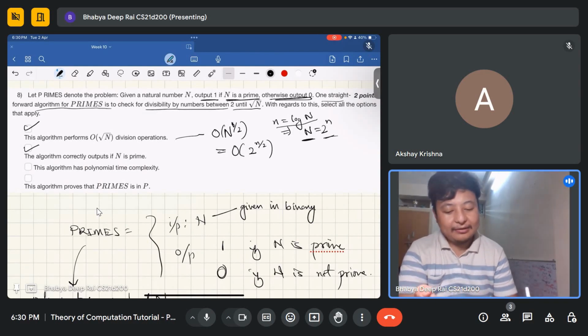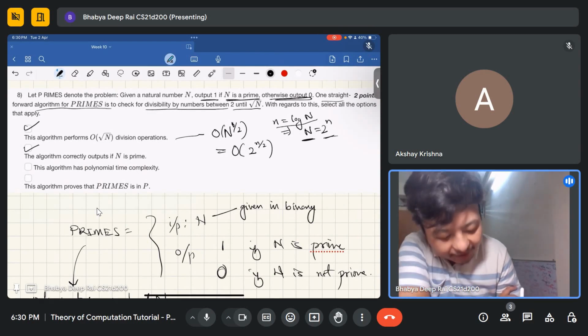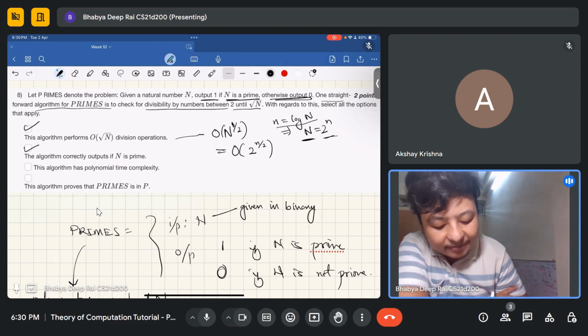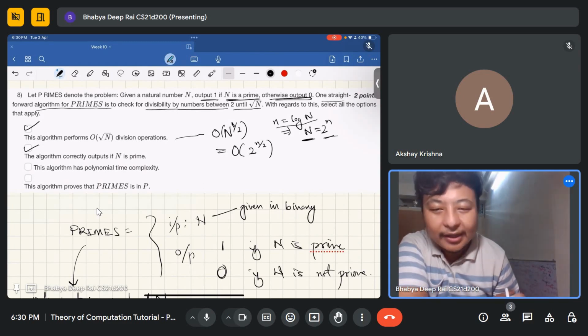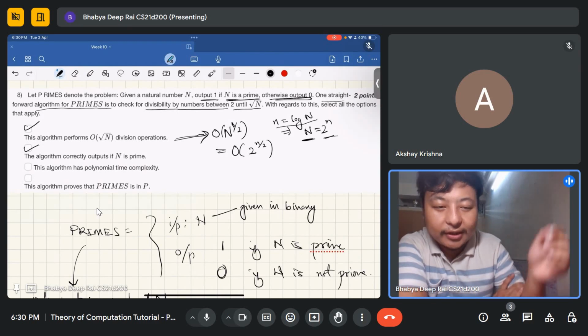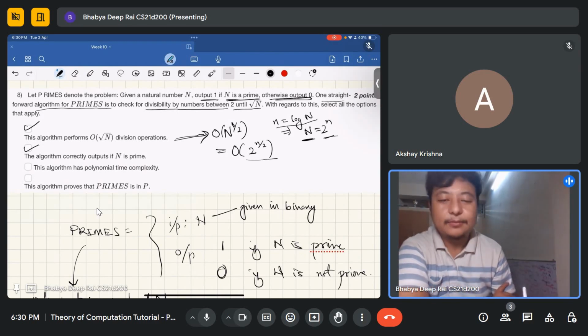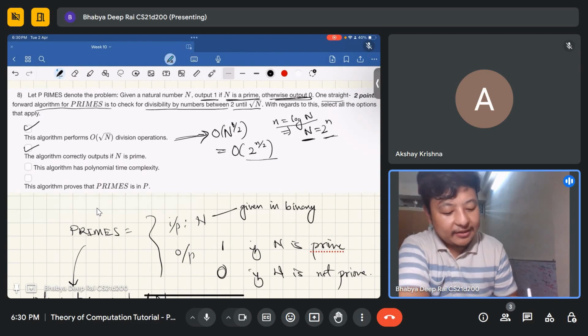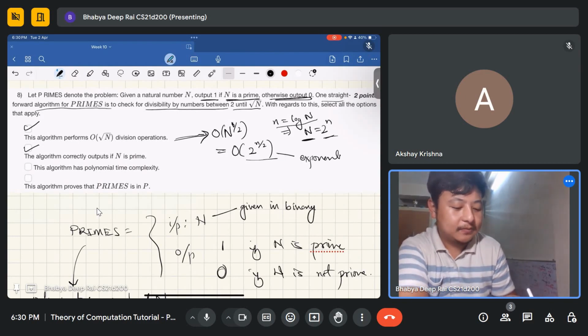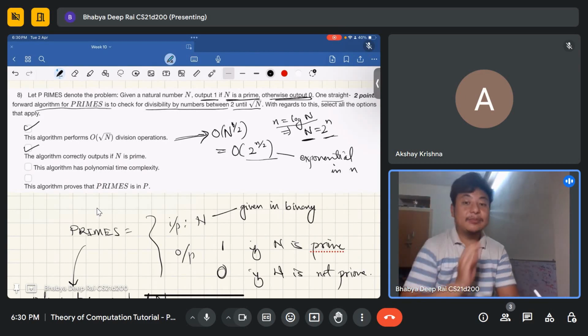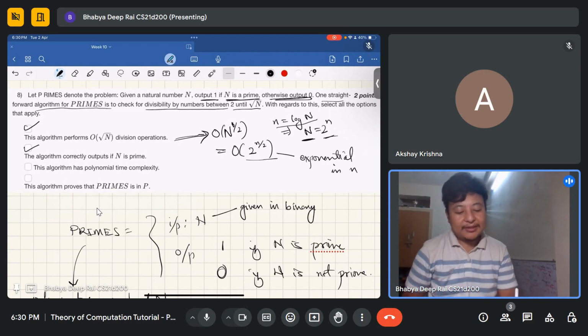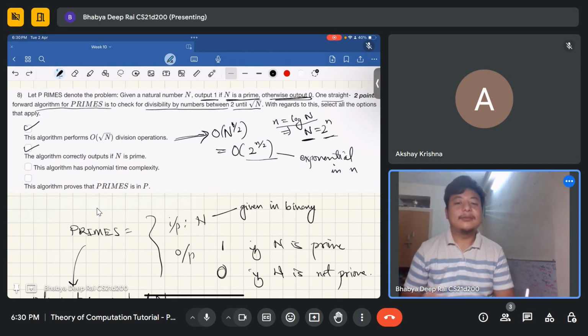The algorithm performs order root n many division operations, right? Order root n is nothing but order N to the half. But what is capital N? It's 2 to the n. So we have order 2 to the n by 2. What is this? This is exponential in n, which is the actual input length. This is a good exercise because people may mistake capital N to be the actual input length, but actually the input length is small n. Getting it?